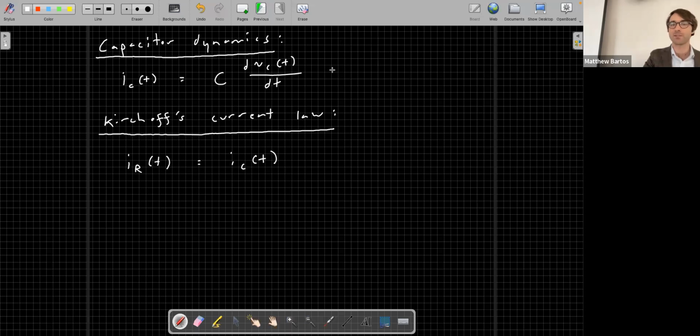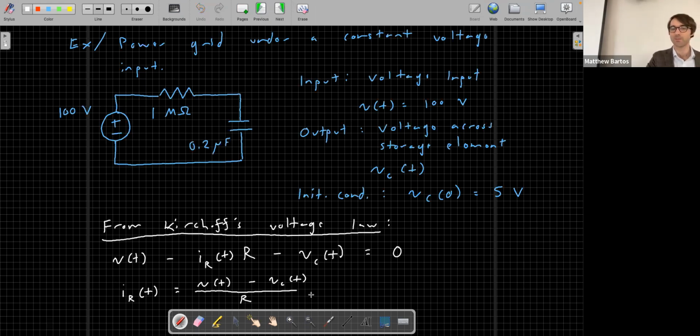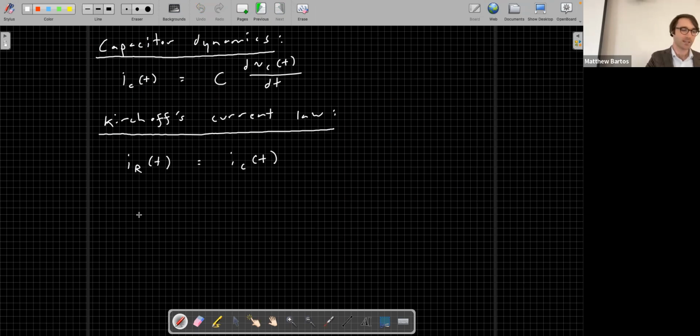Okay, so let's substitute these expressions for the current through the resistor and the current through the capacitor. From the previous page, we have this expression for the current through the resistor in terms of the input voltage and the voltage across the capacitor. So let's plug that in. We get (V(t) - V_C(t)) over R is equal to C dV_C/dt.